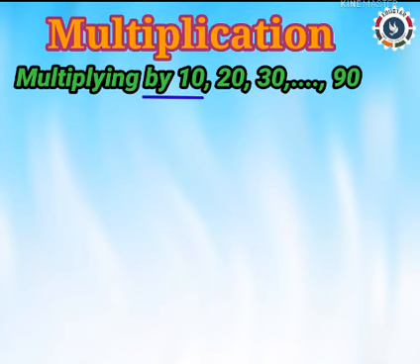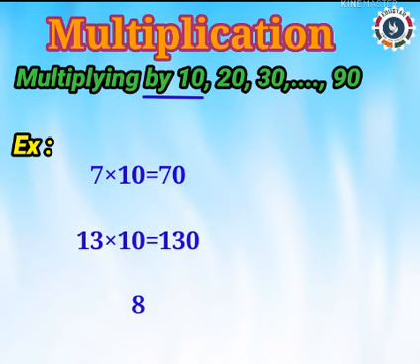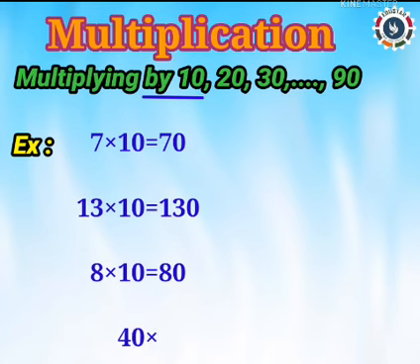Next, multiplying by 10, 20, 30 up to 90. First, multiplying by 10. See these sums. 7 into 10 is 70. 13 into 10 is 130. 8 into 10 is 80. 40 into 10 is 400.